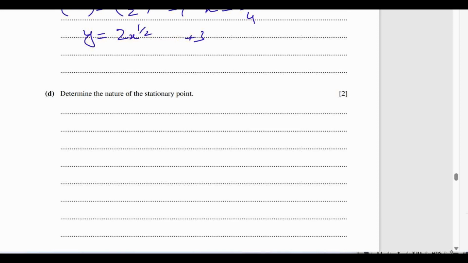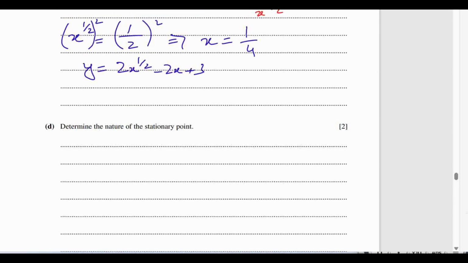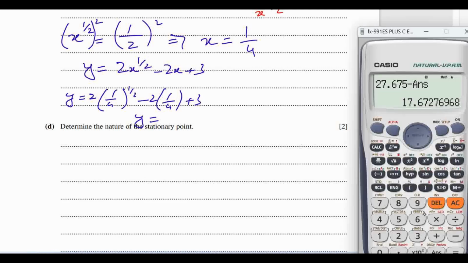It's minus 2x plus 3. Now simply put the value of x. y is equals to 2 into (1 by 4) whole power 1 by 2 minus 2 into 1 by 4 plus 3. So y will be equals to, let's find it out using the calculator.